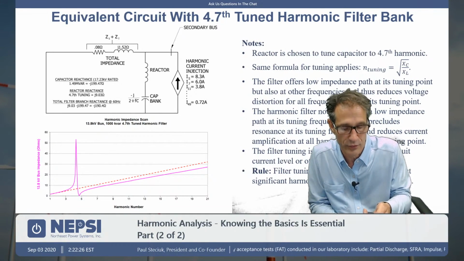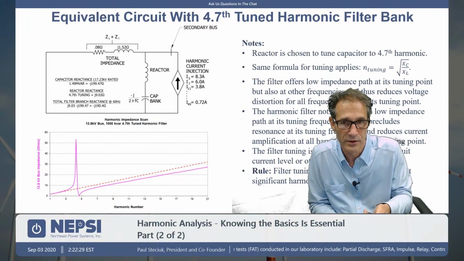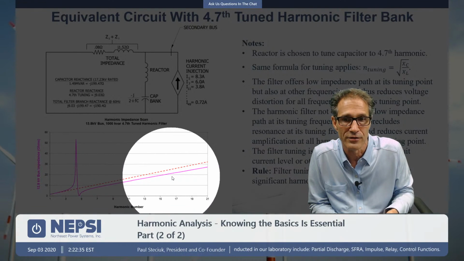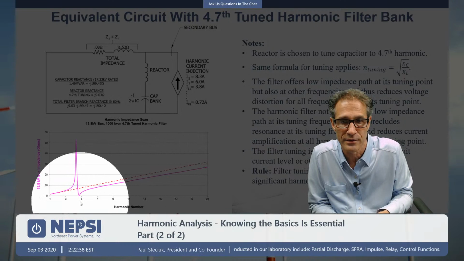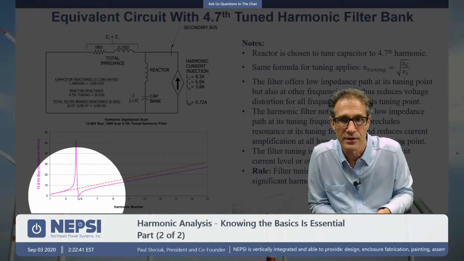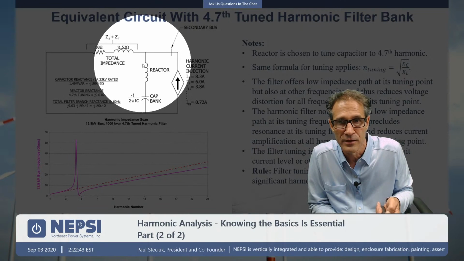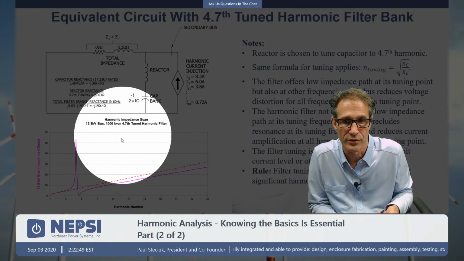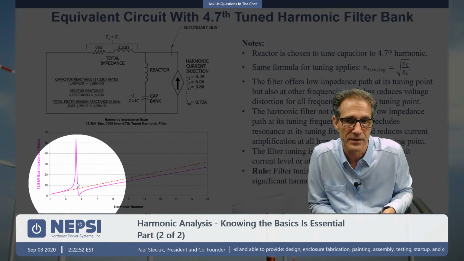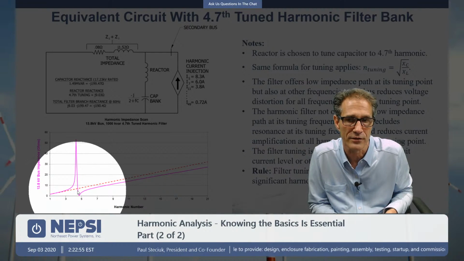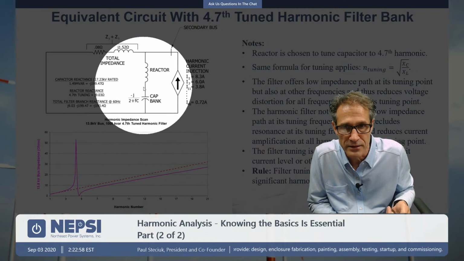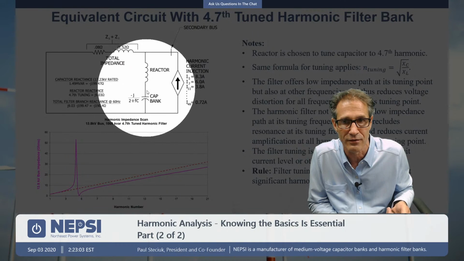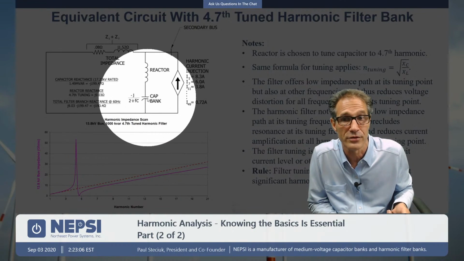When we add the reactor to the capacitor, the result is an impedance curve that looks like this magenta curve. You can see the tuning point in this case is the 4.8, because this is a 4.8 tuned filter. X of C equals X of L at the 4.8 harmonic, and the result is a very low impedance at that point because they are equal and opposite. So the only impedance you will see through this network at its tuning point will be the resistance of this leg, the resistance of the reactor and the resistance of the capacitor.